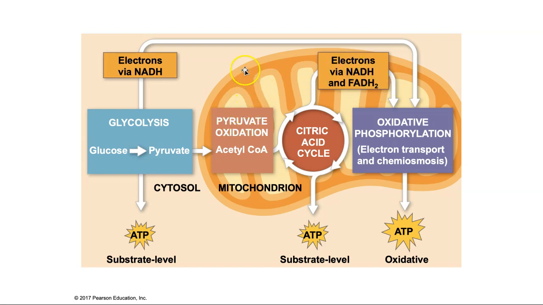We made 2 NADHs from this step. We made 2 NADHs from this step, right? And we've only created a net of 2 ATP here and 2 ATP here. So we've only created 4 ATP total up to this point, but we've amassed a good amount of these electron transporters. So for the final step, we're going to see what we do with these. And this final step is called oxidative phosphorylation. So let's look at that.